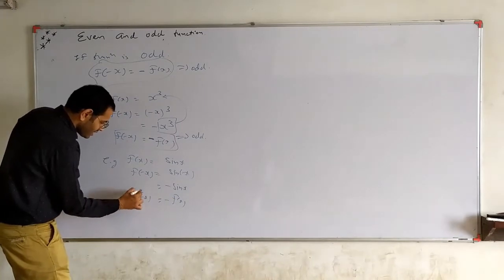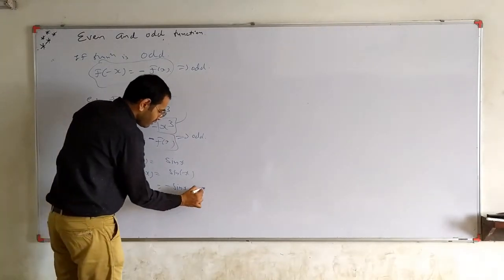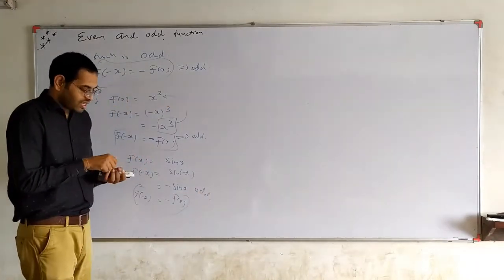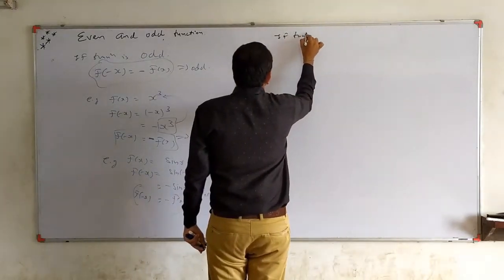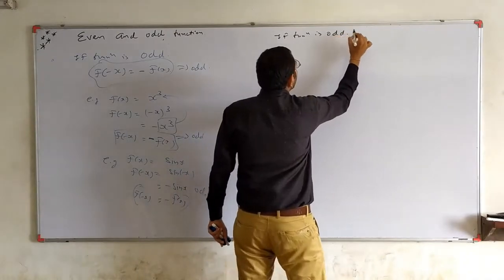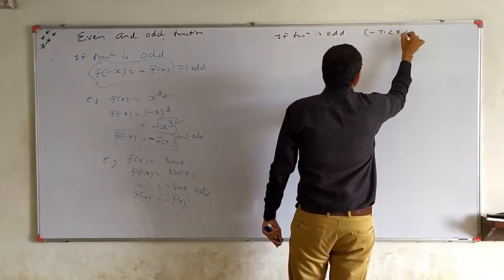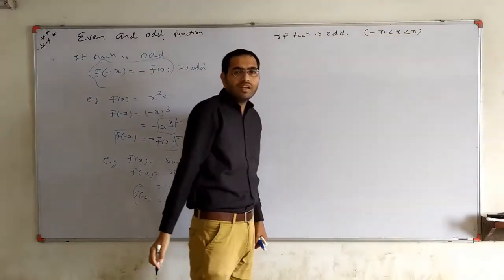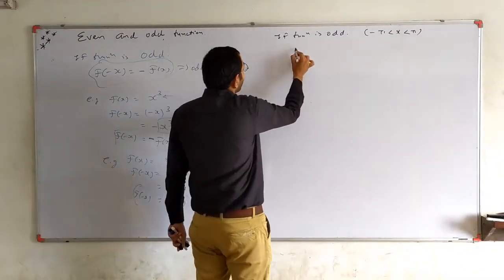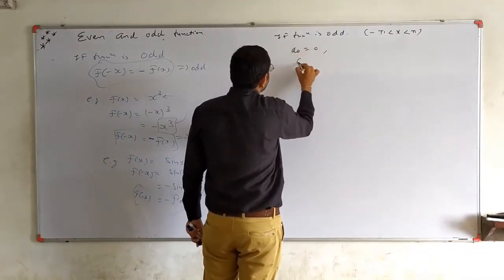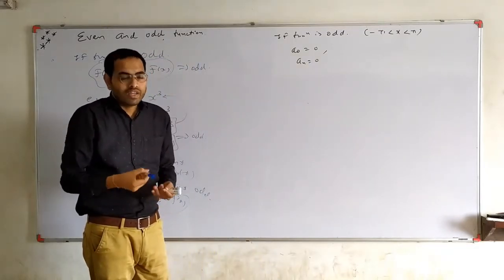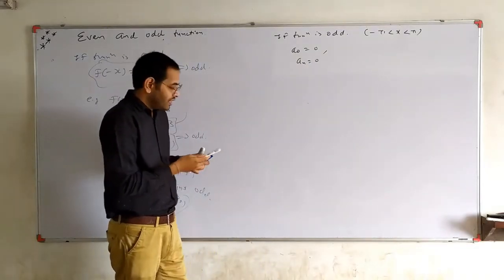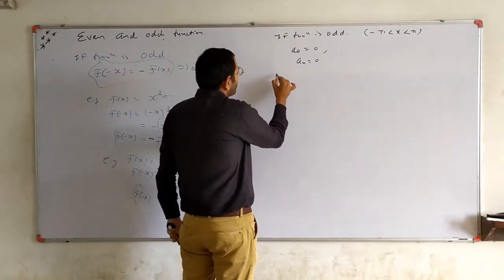Then sin is an odd function. If the function is odd, here we consider the interval as minus pi to 0 and 0 to pi. Then we put directly a0 equal to 0, an equal to 0. No need to find a0 and an. Just directly go for bn.